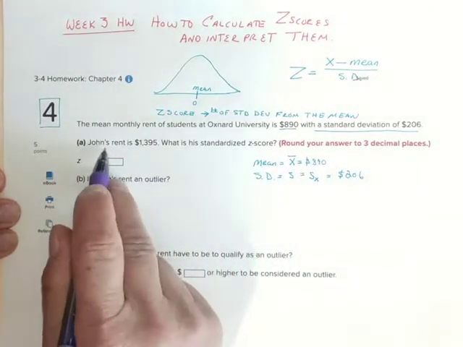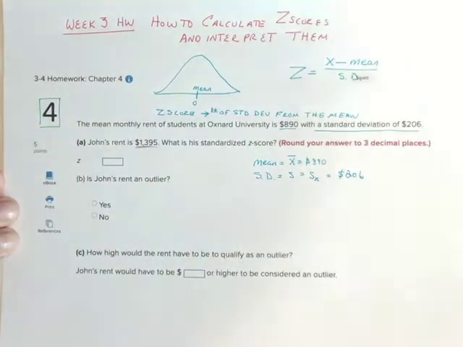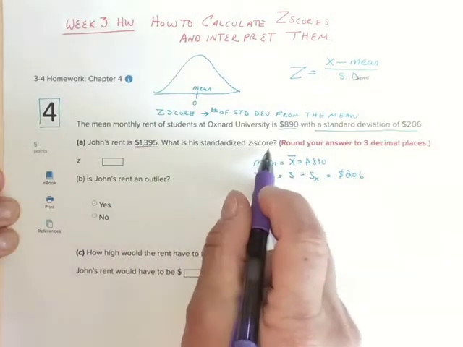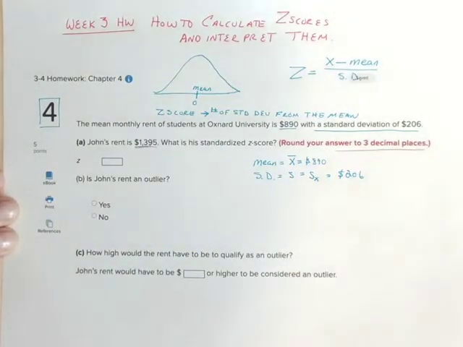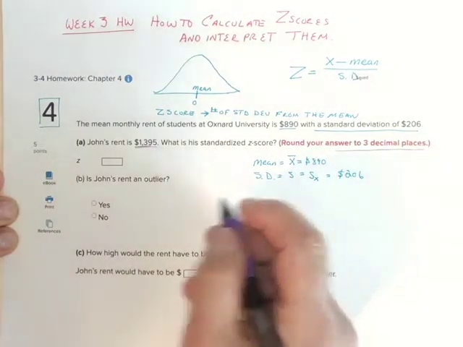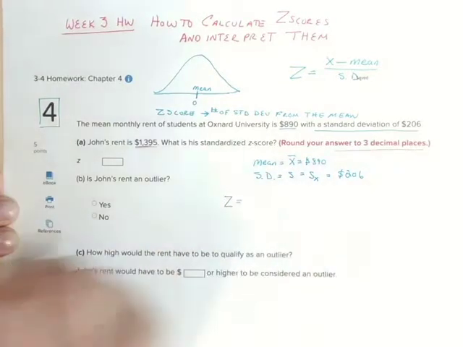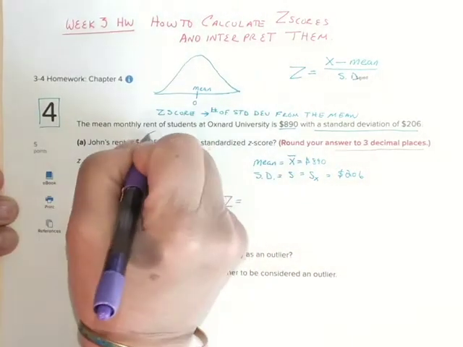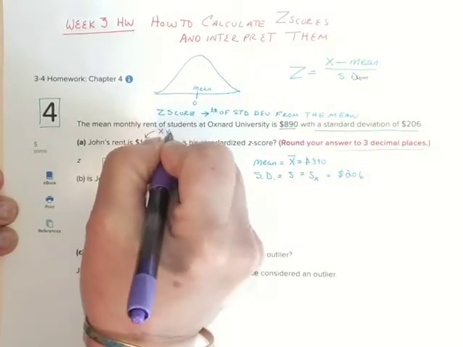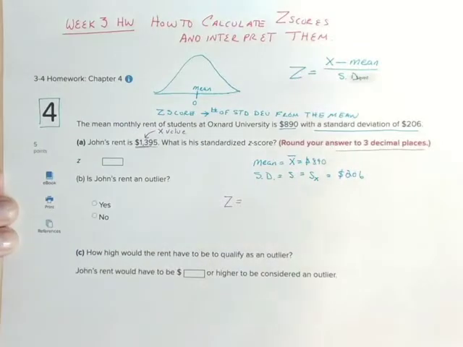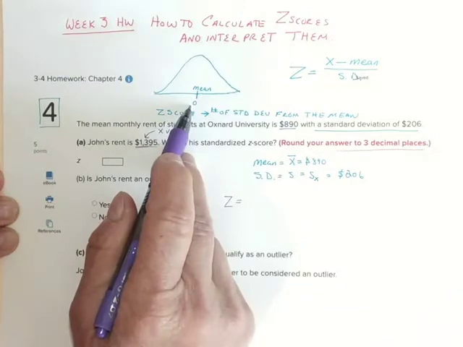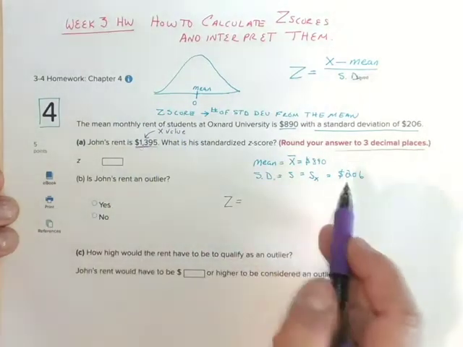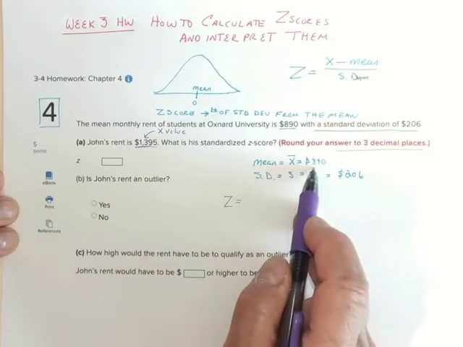Now, John's rent is $1,395. And what is the standardized score? Round your answers to 3 decimals. So we want to find the z-score, and this is our x value. How far from the mean is John's rent? And the mean is $890.